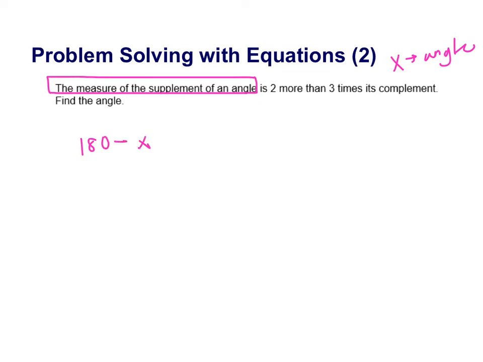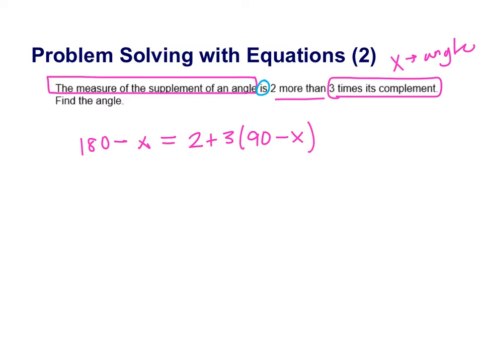Alright, then we've got is. We love is, that's our equal sign. 2 more than is 2 plus, so that's good. 3 times its complement. So 3 times, and then complementary, they add up to 90 degrees, so it's going to be 90 minus x. And then there's a nice little equation for us to solve.